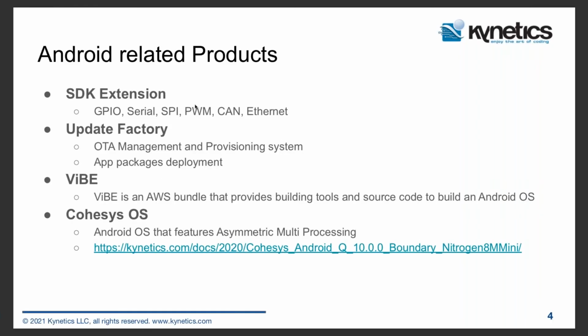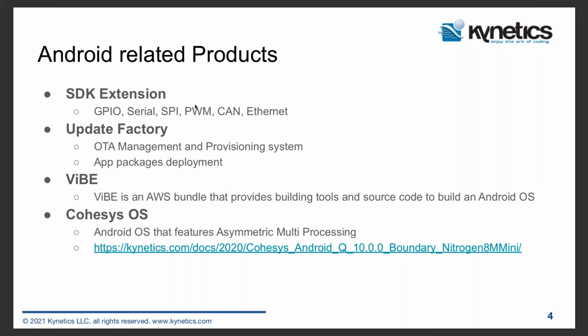We have a series of Android-related products that may help during development to provide value to customers in their use cases. In particular, we have SDK extensions, a way to extend the Android SDK, which many times does not include support for low-level input-output, such as GPIO, serial port, SPI, PWM, CAN, and Ethernet. You don't have a strict abstraction and API available on regular Android, so we fill that gap by providing libraries to comfortably write your own Java and Kotlin code to deal with those inputs and outputs.